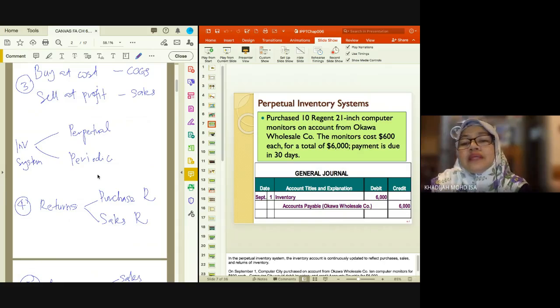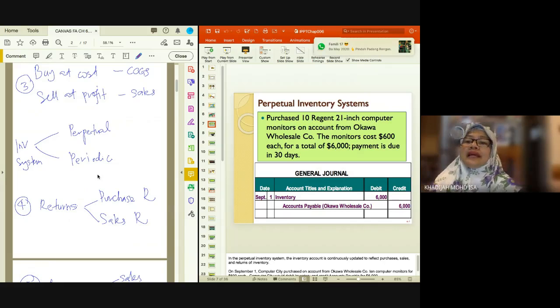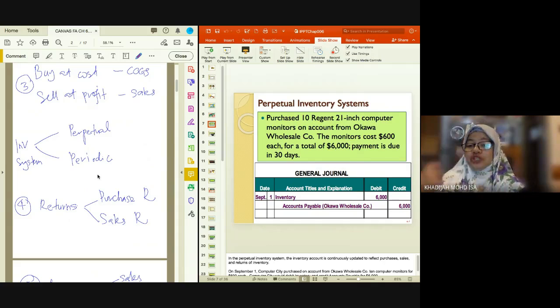For example, here we have a purchase of 21-inch computer monitors on account from Okawa. The monitors cost 600 ringgit each, for a total of 6,000. Payment is due in 30 days. When you see that payment is due in 30 days, you know that there is an accounts payable. You're going to pay that later, not now. So you're going to debit your inventory, because when you purchase from your supplier, you have increased your inventory account. So debit inventory and credit accounts payable. So far so good?